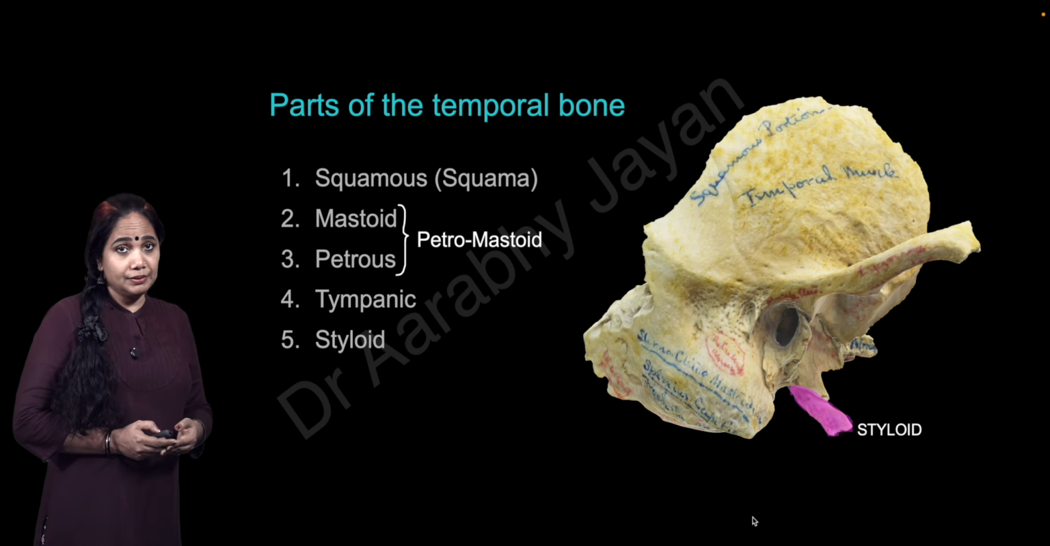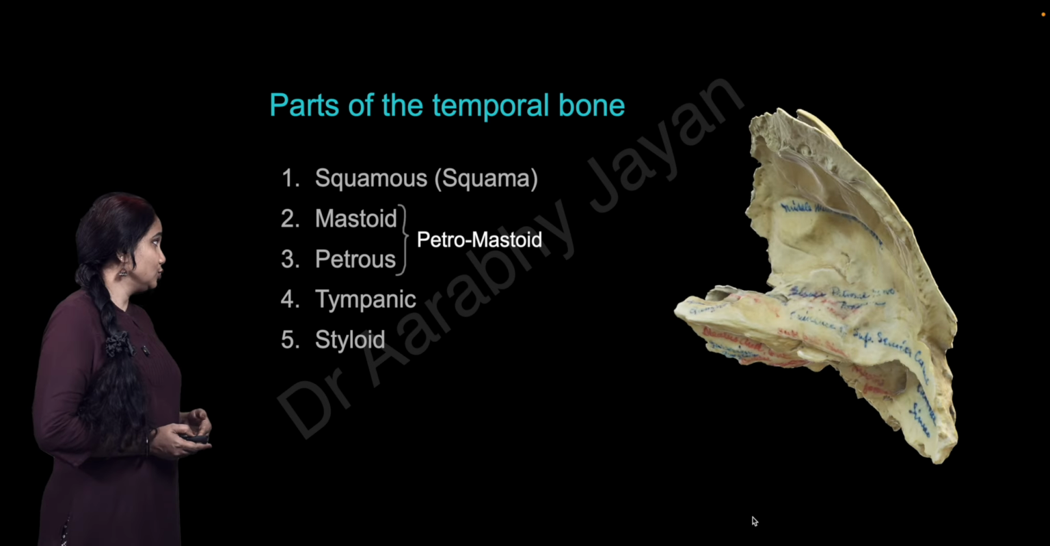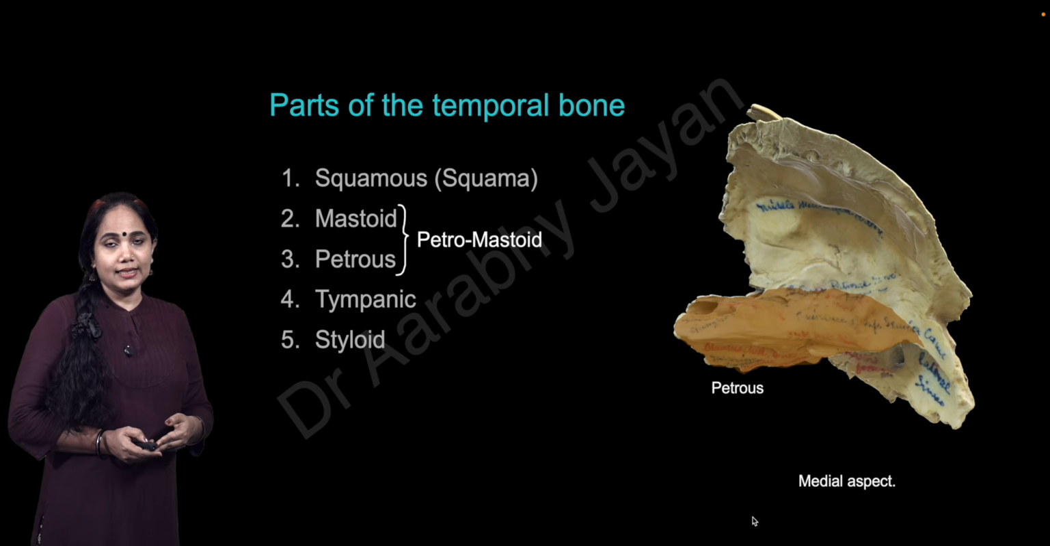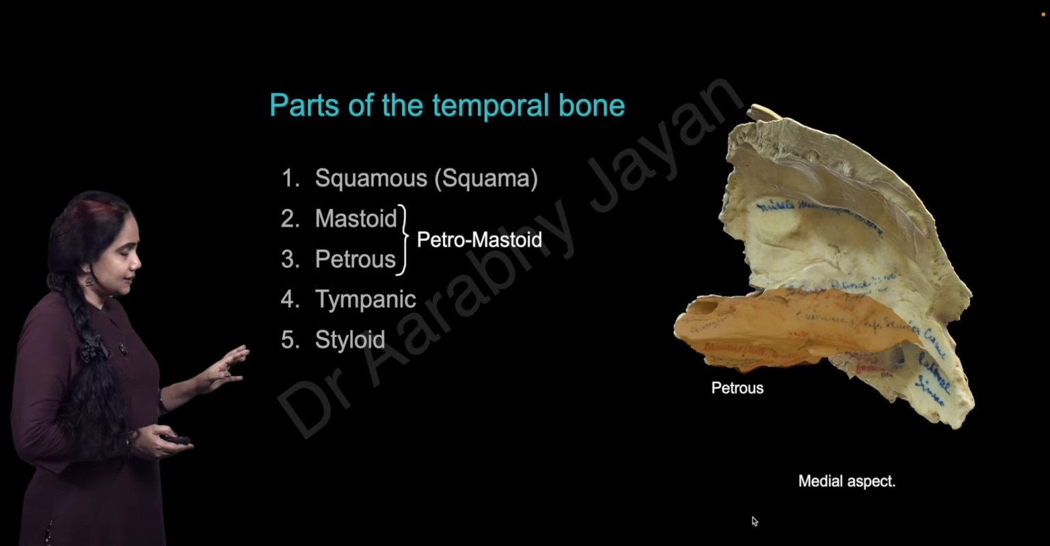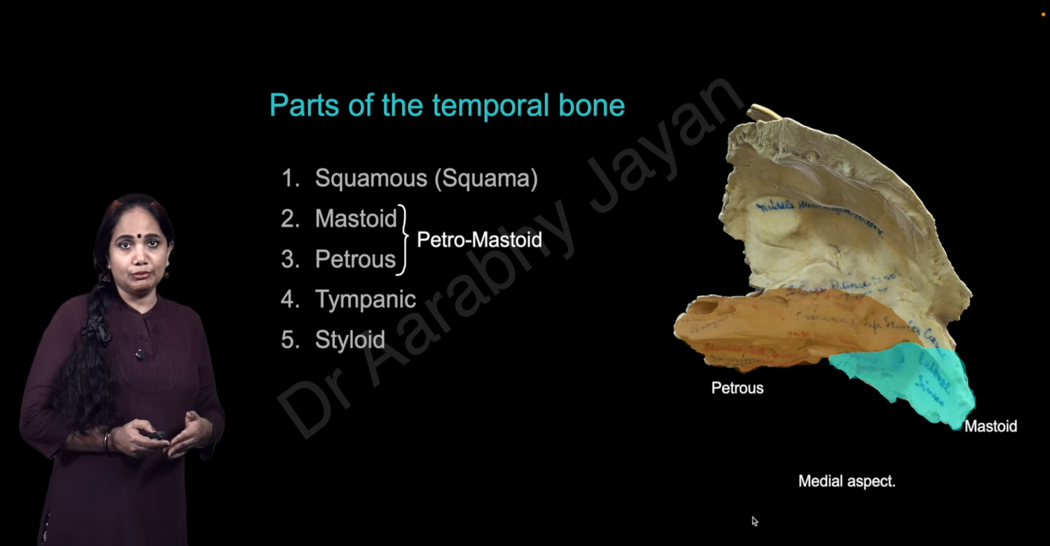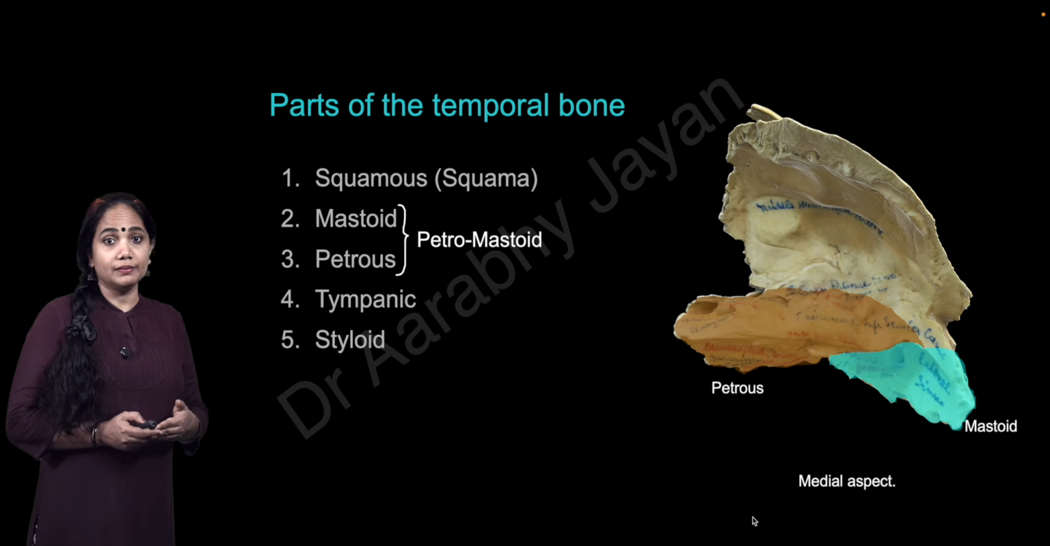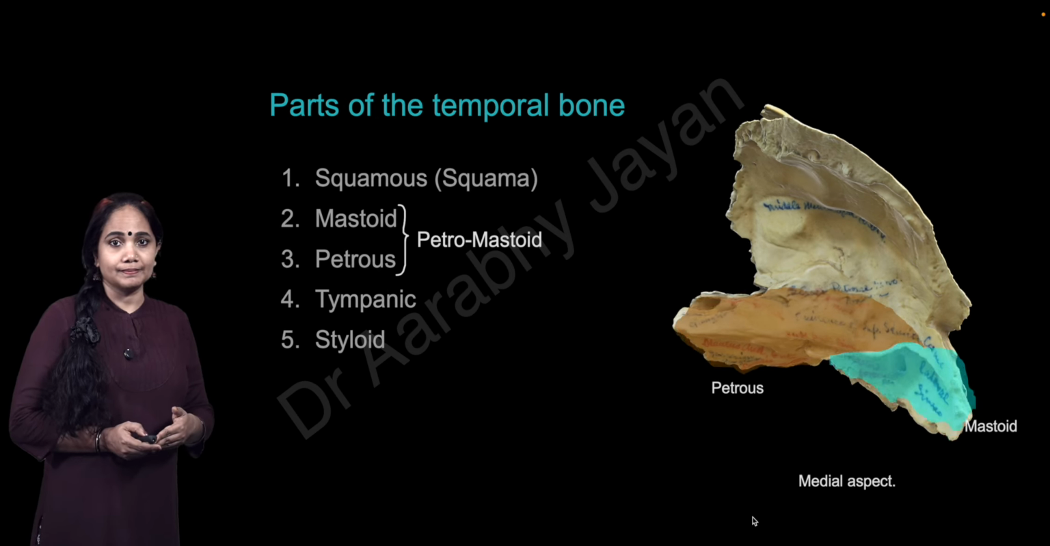However, in order to see the petrous part, we have to turn the temporal bone to the medial aspect. This here is the petrous part. I will just place the mastoid right next to it, and then we can appreciate why it is combinedly called the petromastoid part of the temporal.